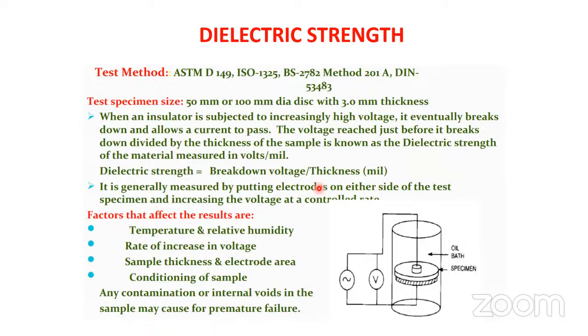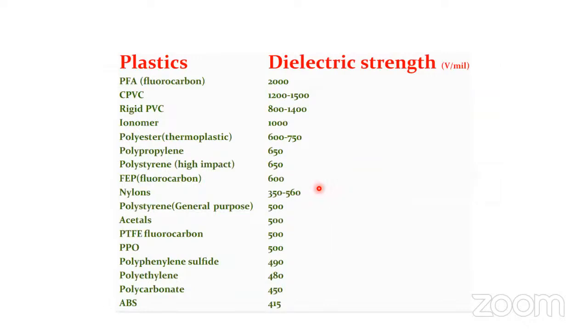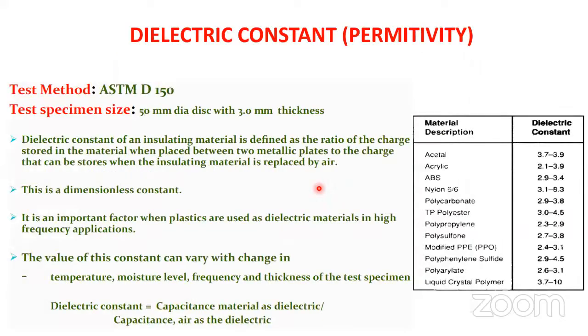breakdown voltage. The voltage reached just before it breaks down divided by the thickness of the sample is known as the dielectric strength of the material, measured in volts per millimeter. So this is about the dielectric strength of the polymer. Then some dielectric strengths have been provided here for different polymeric materials. Okay, these are the resistivity, or we can call them dielectric constants.